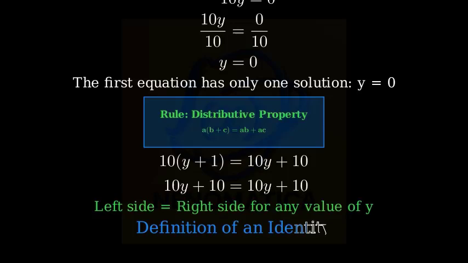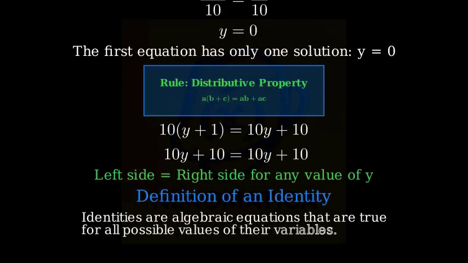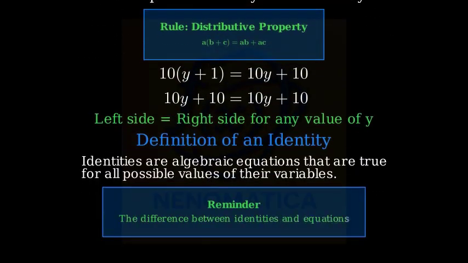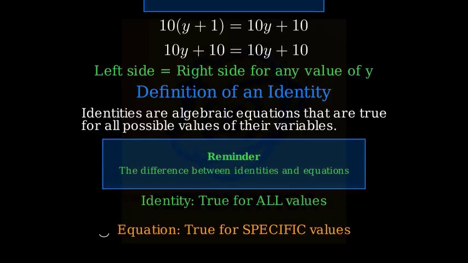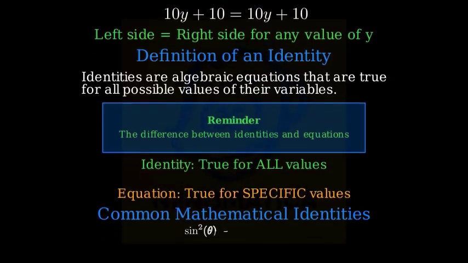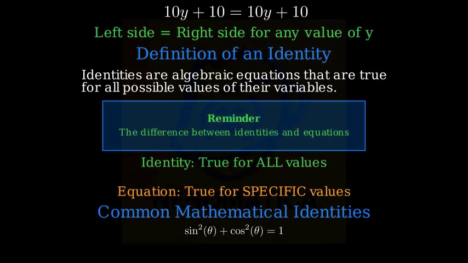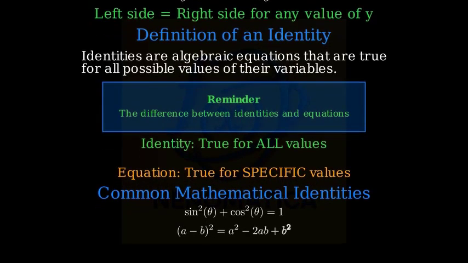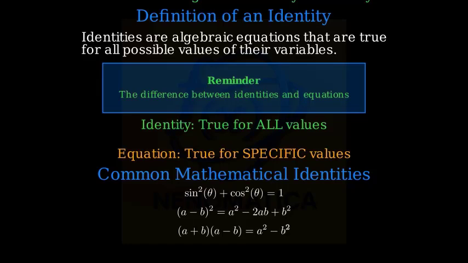Let's look at some common examples of identities in mathematics. The Pythagorean identity in trigonometry states that sine squared of theta plus cosine squared of theta equals 1. Another common identity is that a minus b squared equals a squared minus 2ab plus b squared. Also, a plus b times a minus b equals a squared minus b squared. You can verify these by substituting any value for the variables. They will always be true.